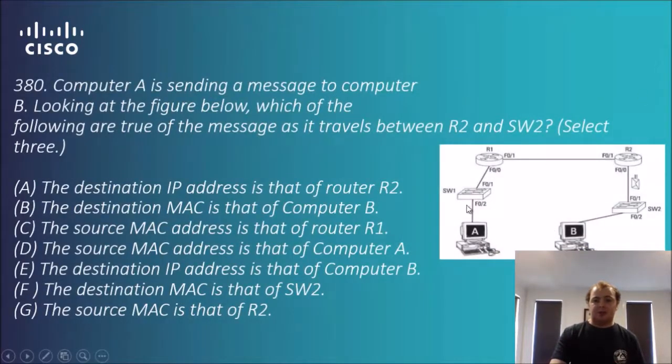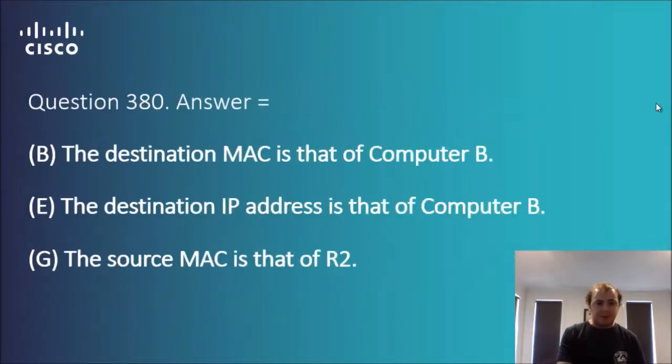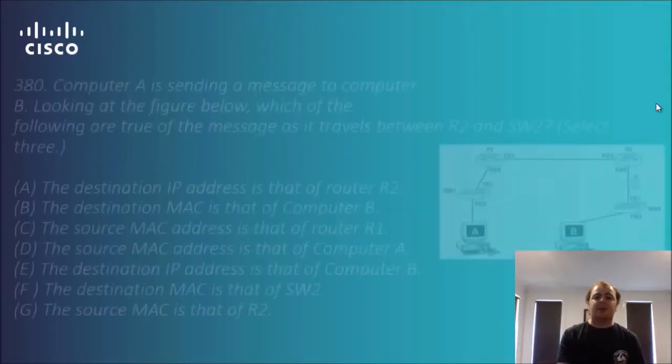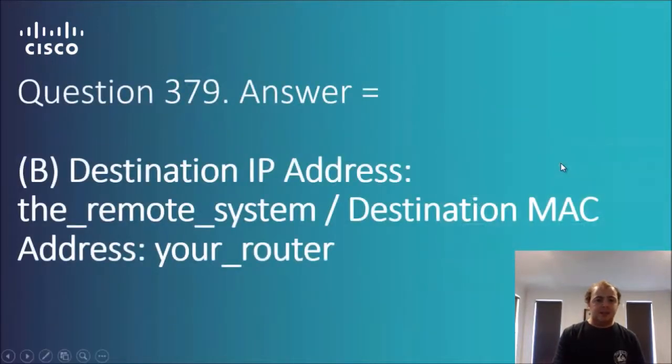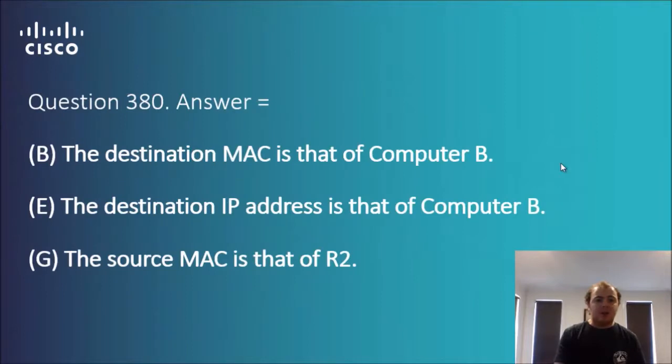The MAC of router 2, so it won't be the remote system, it'll be router 2 there, as sort of exemplified in the first question. So that sort of sums that one up. Destination MAC is that of computer B. Oh, sorry, the source MAC is that of router 2. So yeah, it gets it from there. And then the destination obviously is computer B there. And the final one, destination IP address is that of computer B.